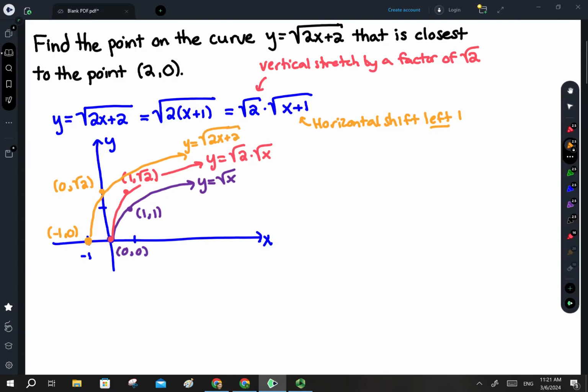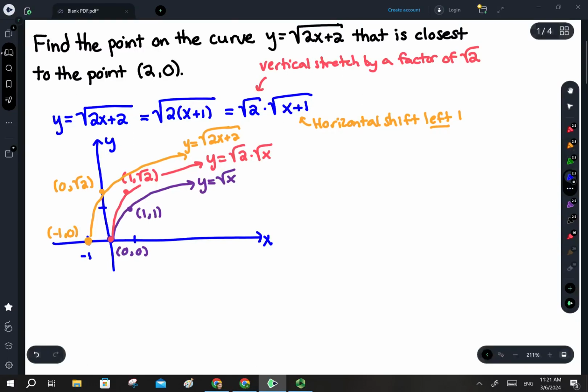Now, the purpose of drawing this graph is to understand what is being asked when we're asked to find the point on the curve that is closest to the point (2, 0). Do you technically need to do all of this to do the calculus? No, but if you're having trouble understanding what the question is asking, this can be super useful.